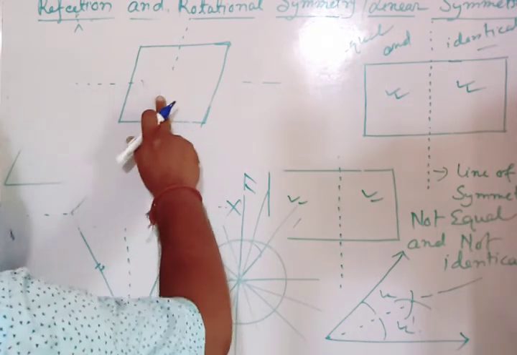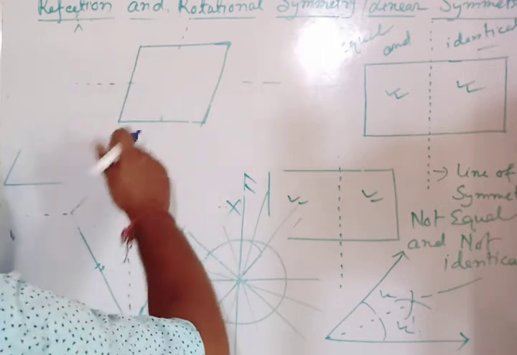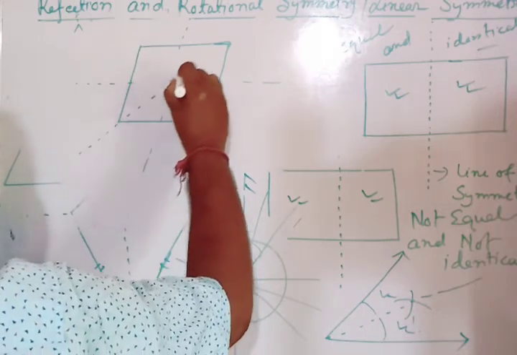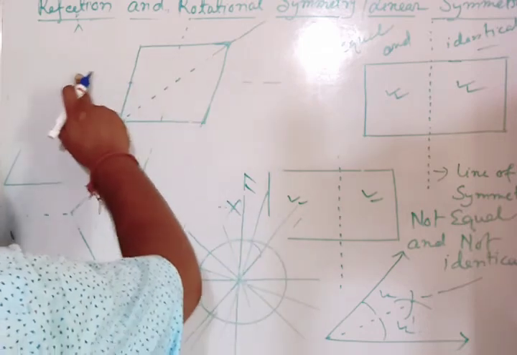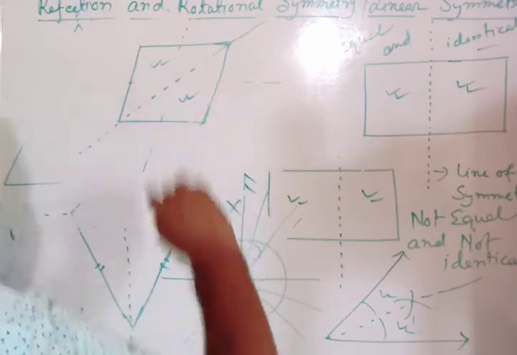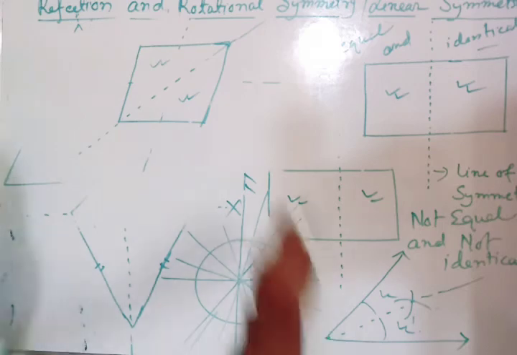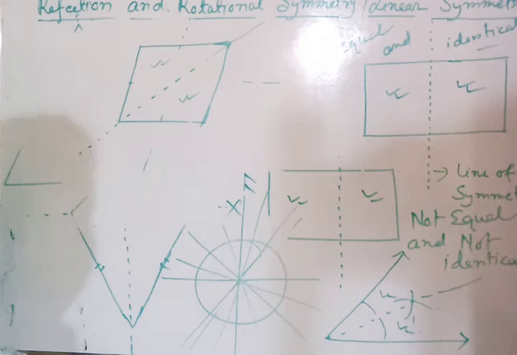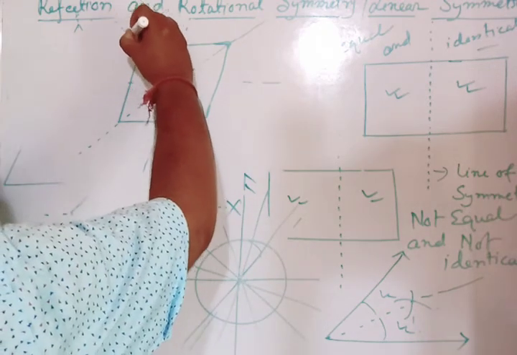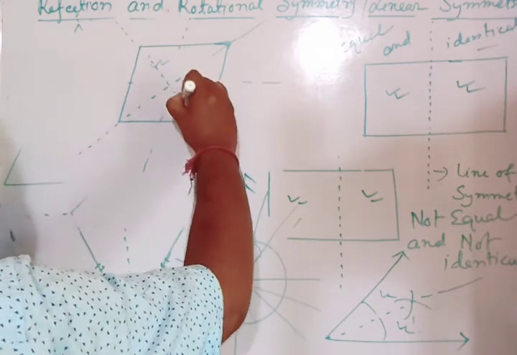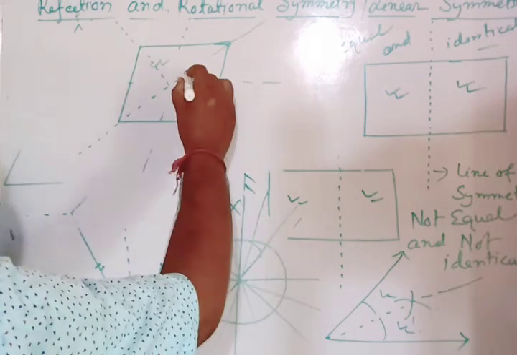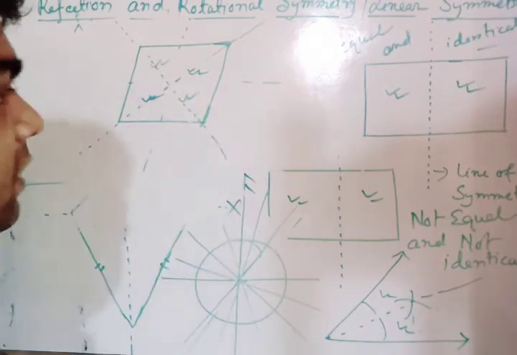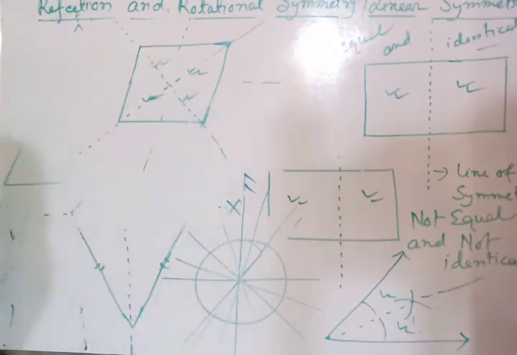Now if we take one line over here, then we are getting these two triangles. So we can say that this is a line of symmetry, these two triangles are equal and identical. Again for the similar diagonal, these two are symmetrical. So a rhombus has two lines of symmetry, okay.